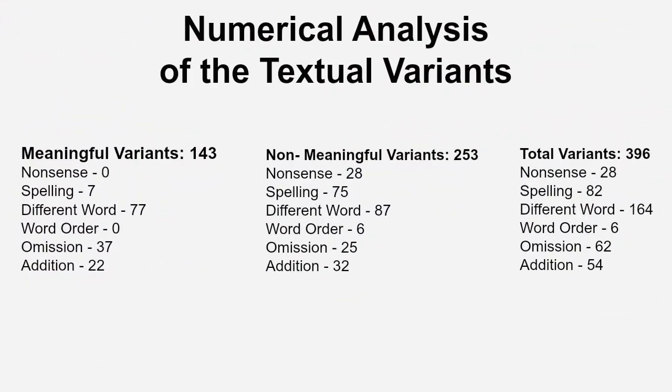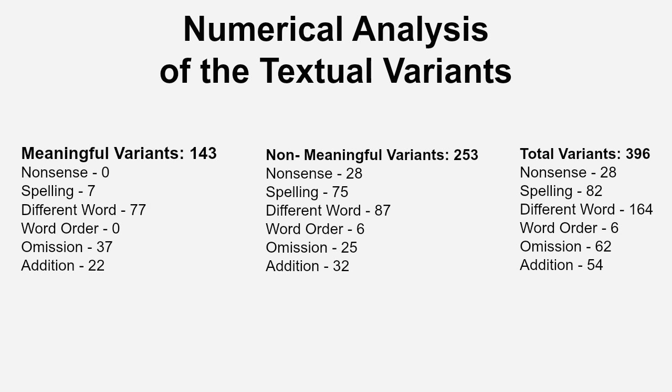Alright, so what we have on the screen here is a breakdown of all the textual variants, sort of a numerical analysis of the textual variants. So I broke down all of them into their two basic categories of meaningful variants and non-meaningful variants, as you see in the left column and the middle column, and then the column on the right is the totals for everything.